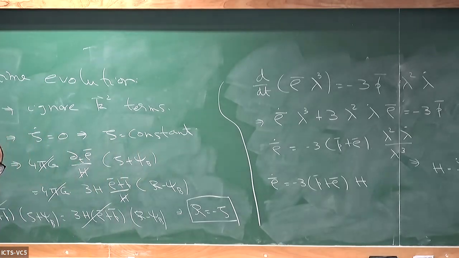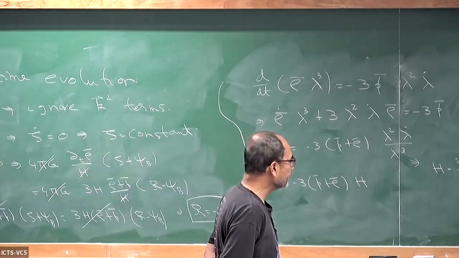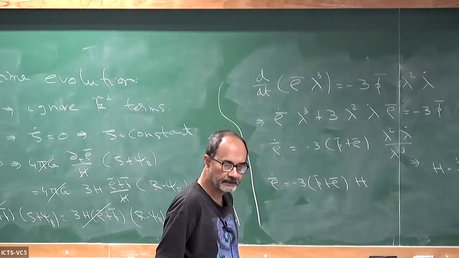Is that clear? Okay. So zeta we have already seen is constant. So this tells us that r is also equal to a constant.